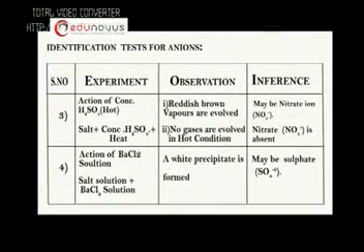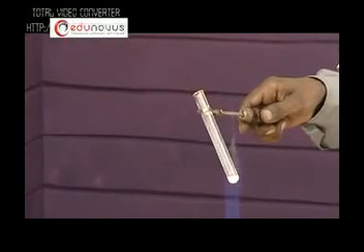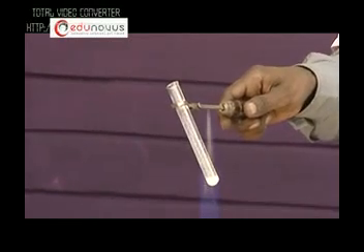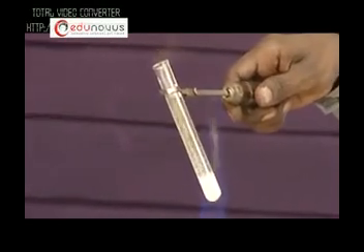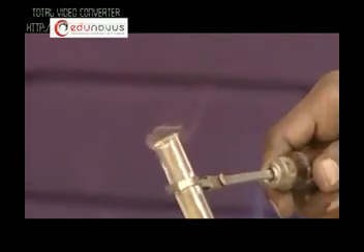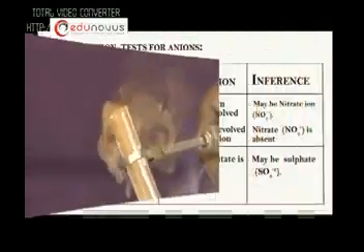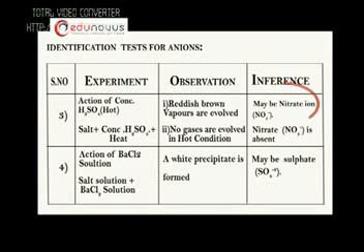The next test is action of concentrated sulfuric acid in hot condition. In this test, a small amount of given salt is taken in a clean and dry test tube. Concentrated sulfuric acid is added and then it is gently heated. As we have added concentrated sulfuric acid to the salt in the previous test, we now directly heat this mixture with the help of Bunsen burner. Reddish-brown vapors are evolved. Therefore, the inference is it may be a nitrate ion. Therefore, all other anions are removed from the possibilities.